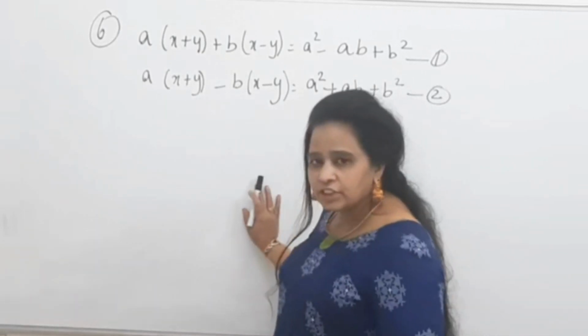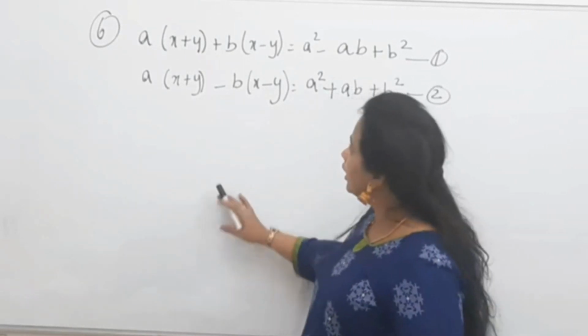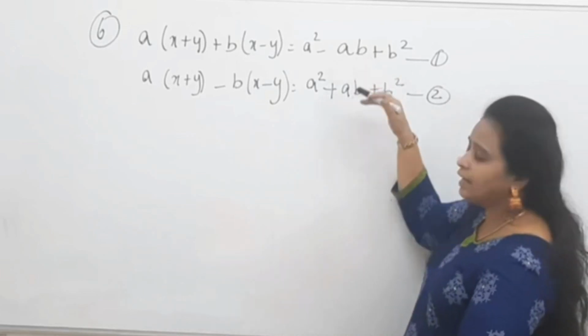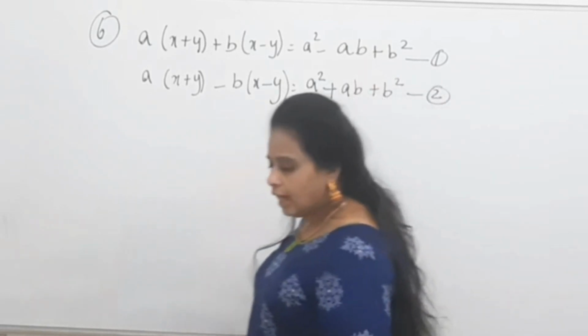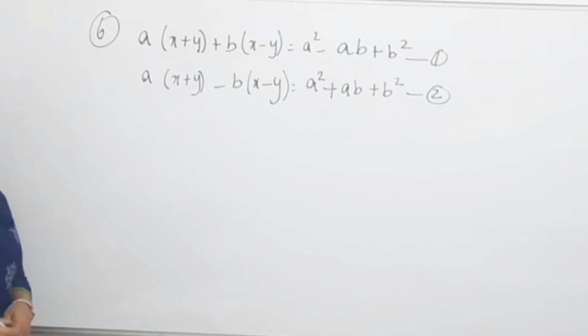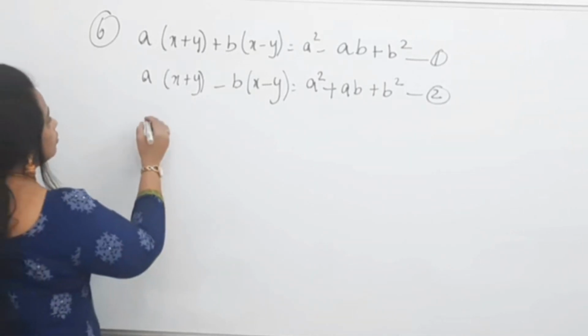Now the sixth question, children: solve for x and y, and the equation is like this. I would name the equations 1 and 2. Now we are going to remove the bracket symbol, so I'm going to multiply.